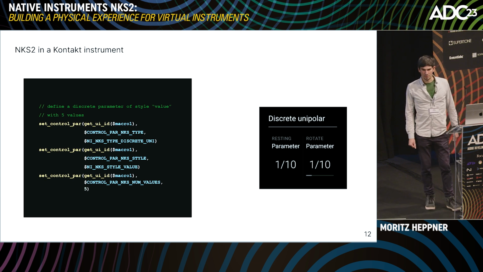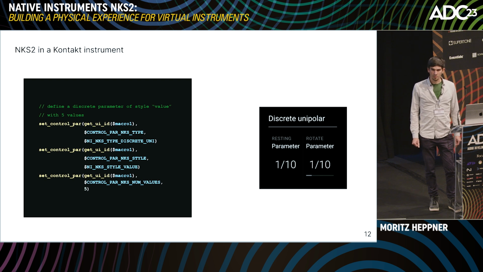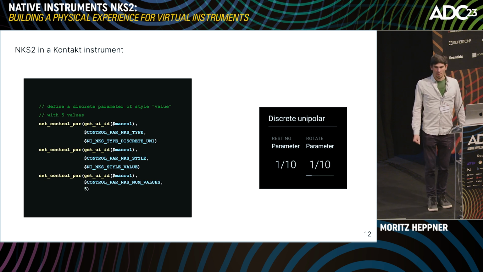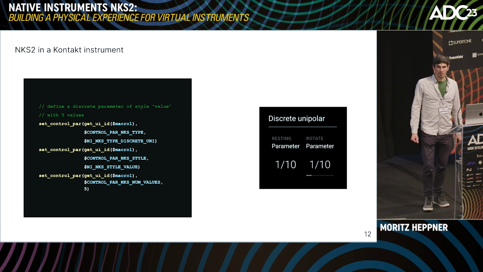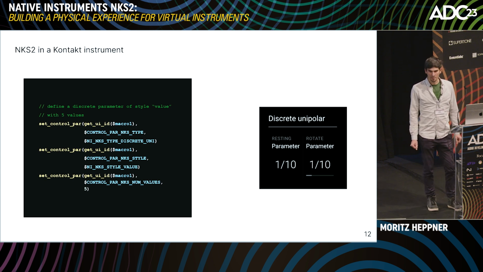So much for features. Now let's look at some implementation examples, and let's start with Kontakt instruments. One of the go-to interfaces when you're building a Kontakt instrument is the KSP scripting language. And since the most recent Kontakt versions, these NKS2 features are first-class citizens in KSP. There's a number of new control parameters and commands that you can use to implement them.